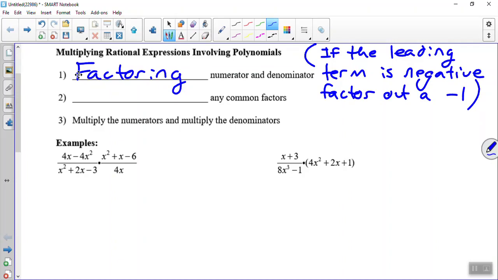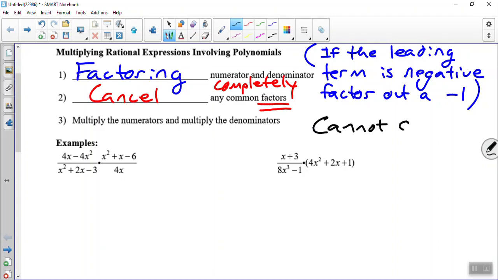Okay? So once you factor everything completely, then you can cancel common factors. You can only cancel factors. You cannot cancel terms. For example, 4x squared plus 2. 4x squared is a term, and 2 is a term.